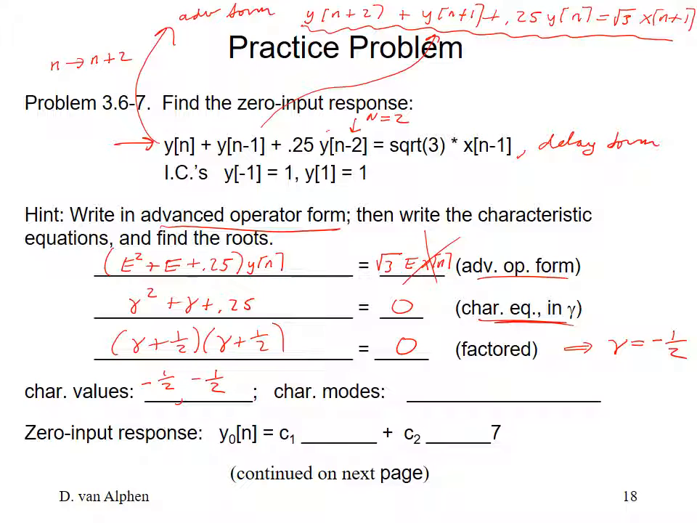But our characteristic modes, one of them is negative 1/2 to the nth power. The other one is going to be n times negative 1/2 to the nth power, right? You can't use negative 1/2 to the n twice. So our zero input response is going to be some constant times the first characteristic mode, negative 1/2 to the n, and some other constant times the second characteristic mode, n times negative 1/2 to the n.